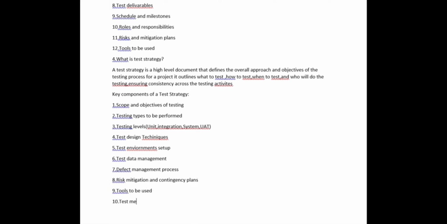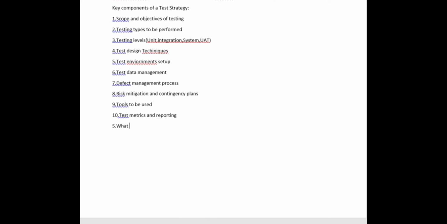is unit, integration, system and user acceptance. Fourth point, test design techniques. Fifth one, test environment setup. Sixth one, test data management. Seventh one, defect management process. Eighth one, risk mitigation and contingency plans. Ninth one, tools to be used. 10th one, test metrics and reporting.